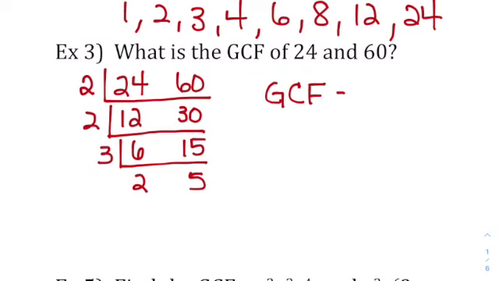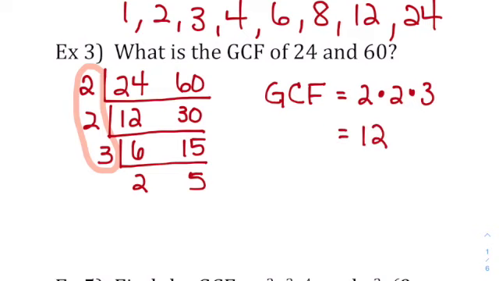The really cool thing is the GCF is equal to the numbers on the side. Those are our greatest common factor. They both have 2 in common, they both have 2 in common, and they both have 3 in common. Now, some of you can see it right away with 12. That's fine. This is just a way to help you organize to see them. To get your greatest common factor, just take the side numbers: 2 times 2 times 3, and that's 12. That is how you do the greatest common factor.